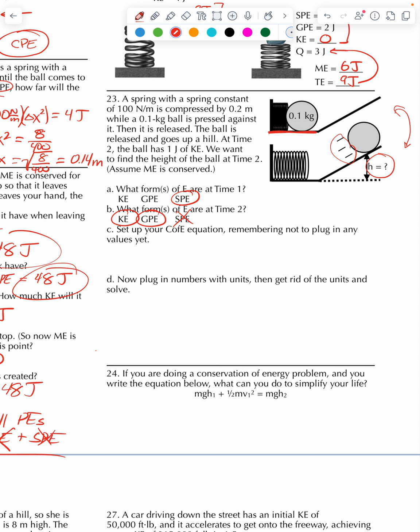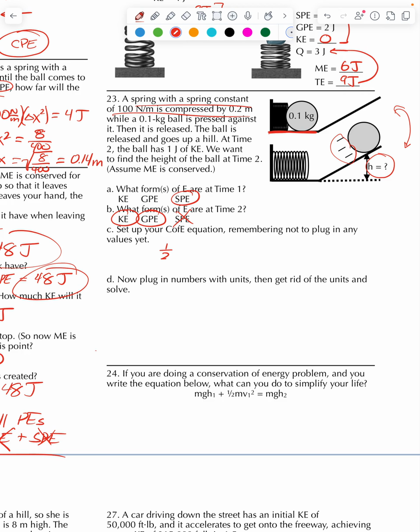Because here in part C, we're going to set up our conservation of energy equation. And all we're going to do is write the formulas for each one of these energies at time 1 and time 2, unless I just give you the energy. Why bother writing a formula if I'm just going to give you the energy directly? So what kind of energy does it have at time 1? SPE, right? That's all it has. Now, did I give you the actual SPE in the problem? No, so we're going to have to calculate it.